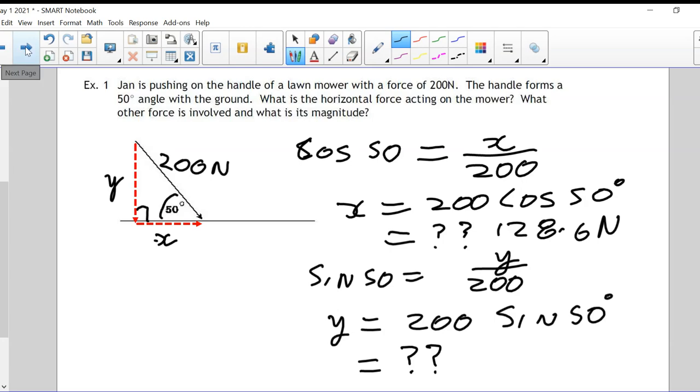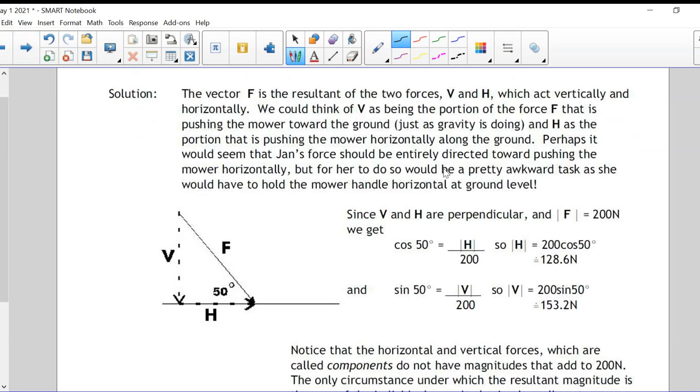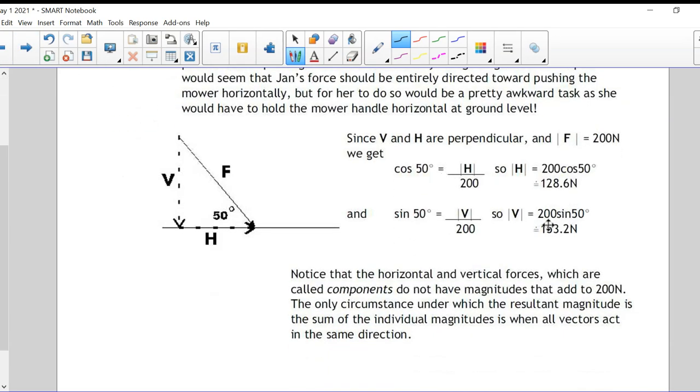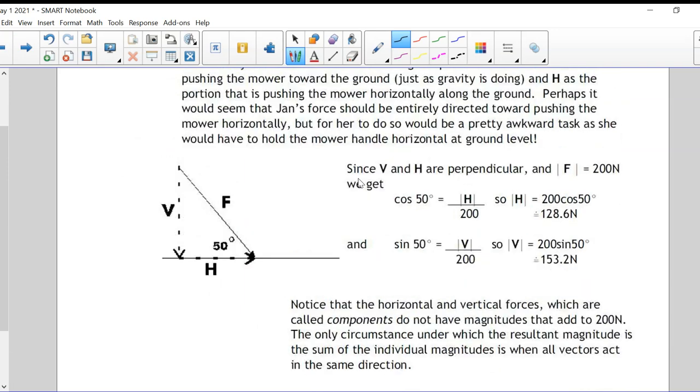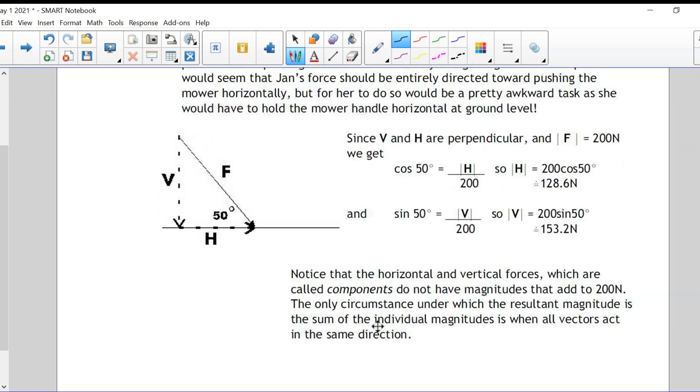Okay, so I'm going to move on from there. And in fact, you know what, I just forgot that all those calculations are right here. So here we go. I'm not going to spend more time on it here, but you can see that the calculations are all on this page. And as it says down here, something I just mentioned, the horizontal and vertical forces are called components. And the result of the components is this 200 here that we're talking about.